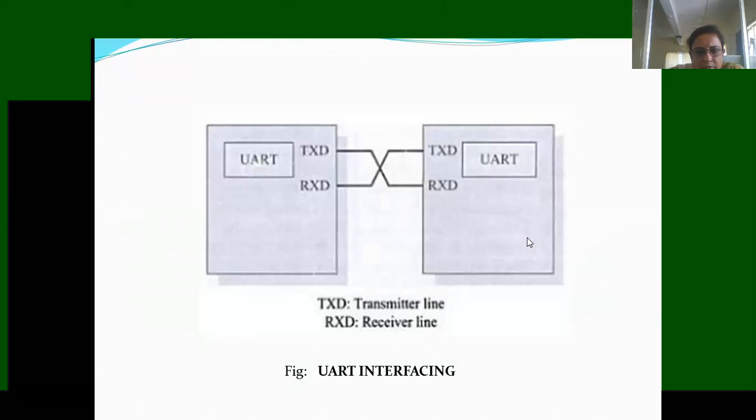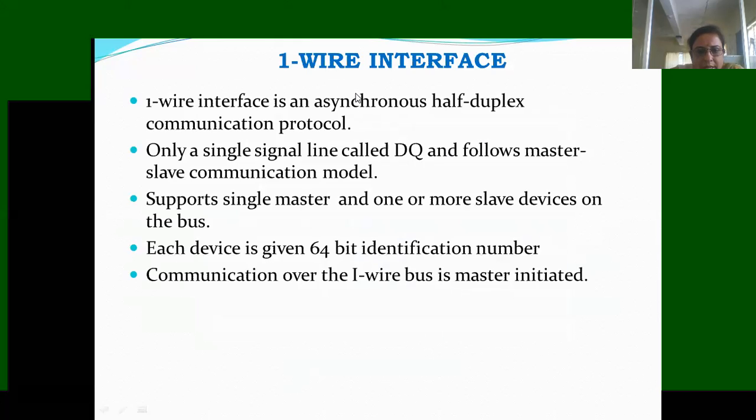Then we will go to the next one, that is the one wire interface. So what is this one wire interface? One means only a single line is used for the data transfer, and it is an asynchronous half duplex communication protocol. Asynchronous means whenever two devices connected on the PCB want to communicate with each other, there is no synchronization. That means the clock pulses are not generated. Only with the help of handshaking are they doing the data transfer. And again, it is half duplex.